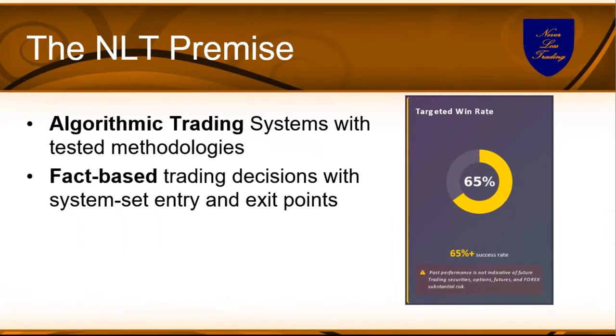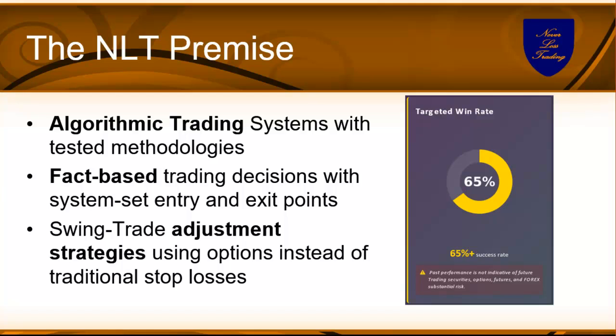The NLT premise: algorithmic trading systems with tested methodologies, fact-based trading decisions with clear entry, exit points, and potential stops or trade adjustment points, and swing trading strategies where instead of taking the stop loss, we can repair the trade and potentially even turn a losing trade into a winning trade, and doing that with high probability setups that lead in a direction from entry to exit or stop.